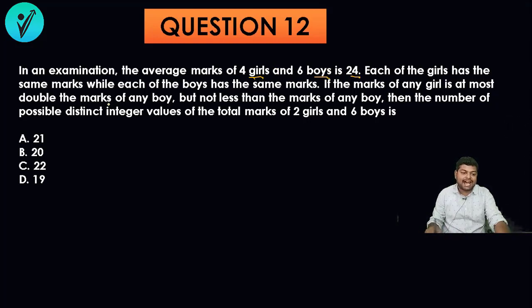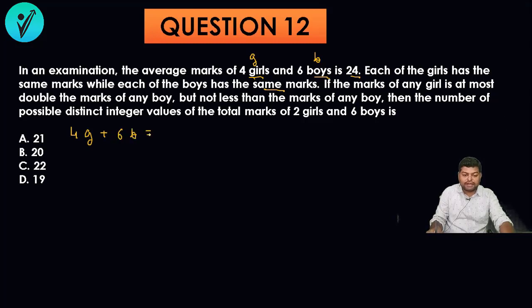Each of the girls has the same marks while each of the boys has the same marks. Means all the boys have scored the same marks and all the girls have scored the same marks. So let all the girls have scored G marks and all the boys have scored B marks. So marks scored by 4 girls will be 4 times G, plus marks scored by 6 boys will be 6 times B, and the total marks will be 240. How come? There are 10 students and the average marks is 24, so the total marks is 240.